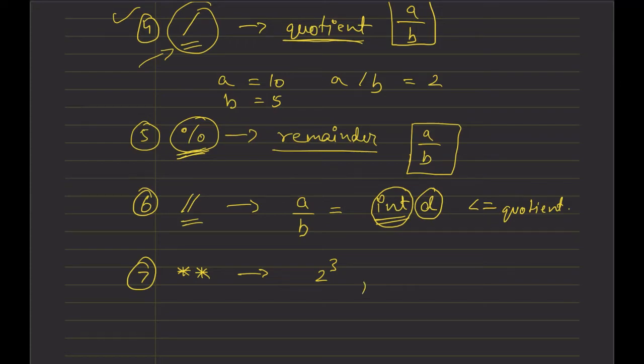The operand on the left side of the symbol is raised to the power of the operand on the right side. So you have an operand on the left side and an operand on the right side. It will be written like this: 2 double star 3. So both of these are equal. But in the Python programming language you have to write it like this.